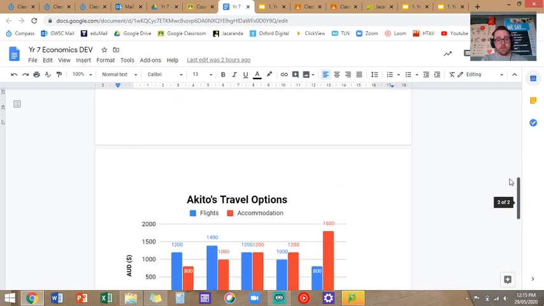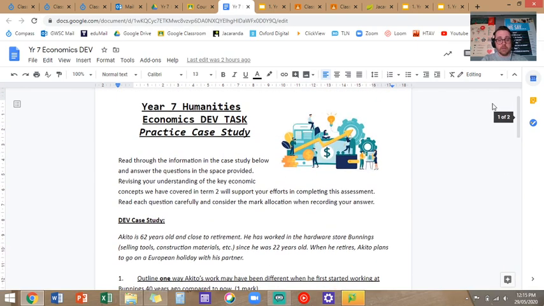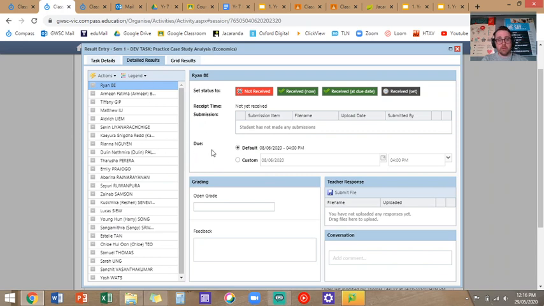So that's all you need to do, guys. There's 4 questions for the dev task. Then you just need to click submit or hand in or whatever it is. And you can submit it to Google Classroom, or again, I've got a file for you to chuck it into Compass, but I recommend using Google Classroom.